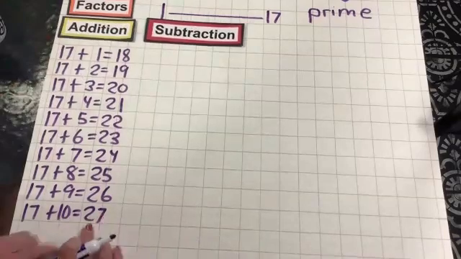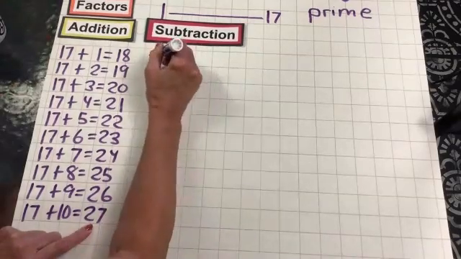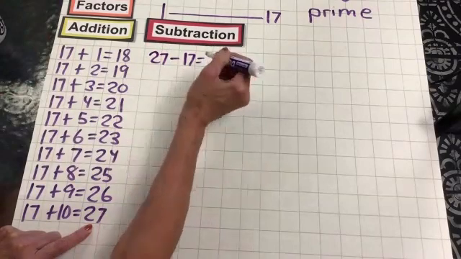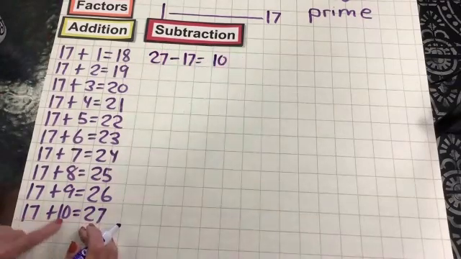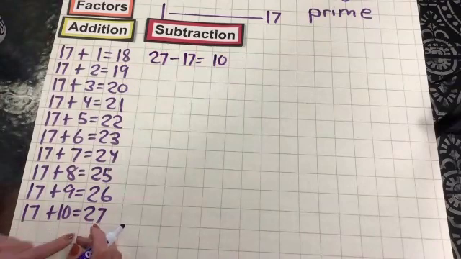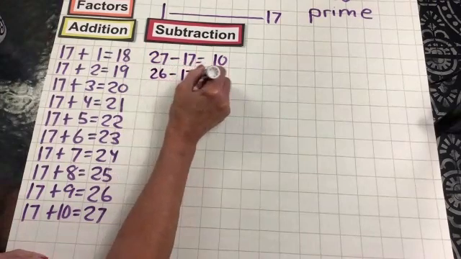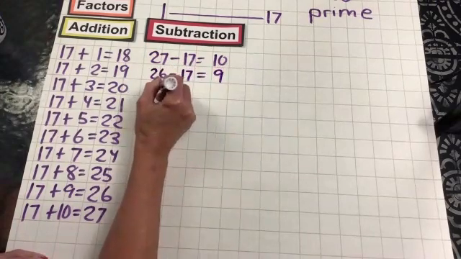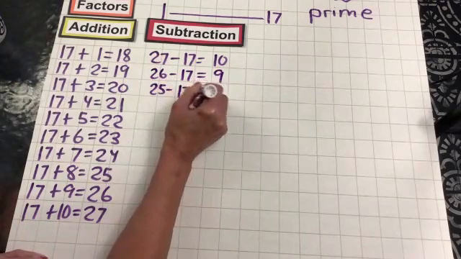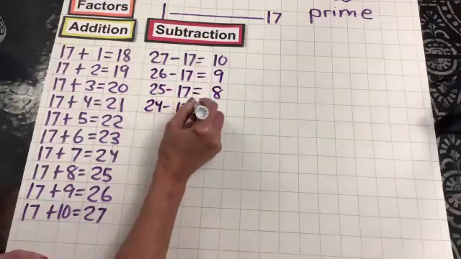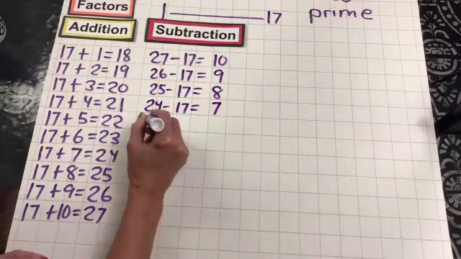So we're going to start with 27, which is down here. 27 minus 17 equals 10. And we can see down here, 17 plus 10 is 27. So then 27 minus 17 equals 10, or 27 minus 10 equals 17. All right, we got 26 minus 17 equals 9. 25 minus 17 equals 8. 24 minus 17 equals 7.